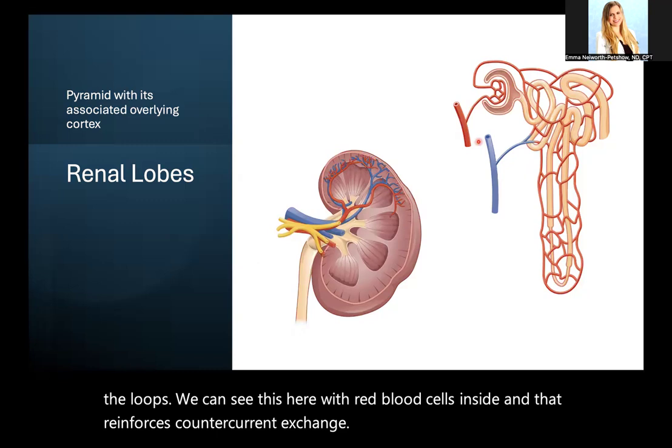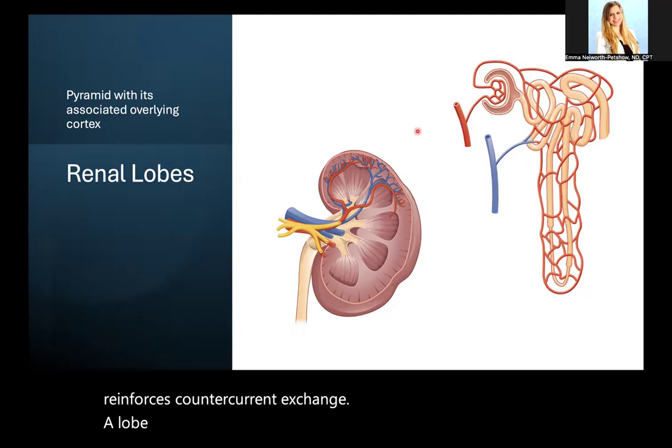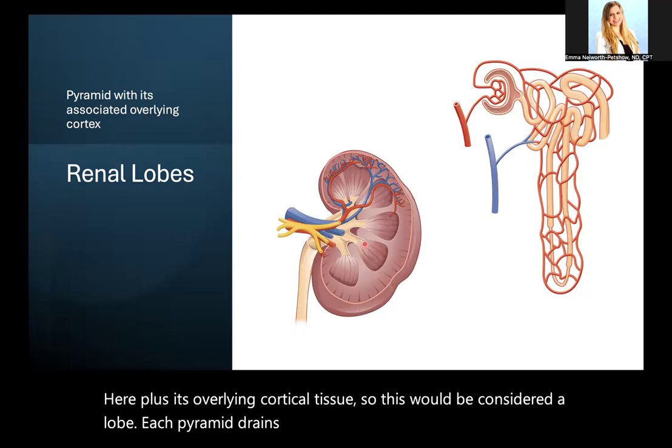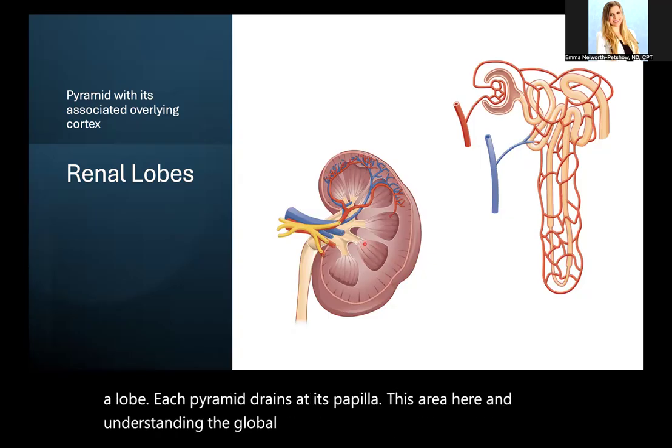A lobe includes a medullary pyramid here, plus its overlying cortical tissue. So this would be considered a lobe. Each pyramid drains at its papilla, this area here, and understanding the lobar anatomy helps to anchor 3D orientation and microscopic views.